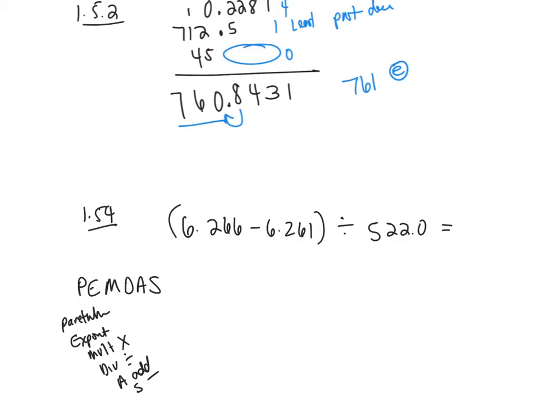So we're going to do parentheses first. So on my calculator, I'm going to do 6.266 minus 6.261. And I'm going to write in there 0.005. And then we're going to divide that by 522.0. And we get 0.00000959. And so now we got to look at our significant figures.